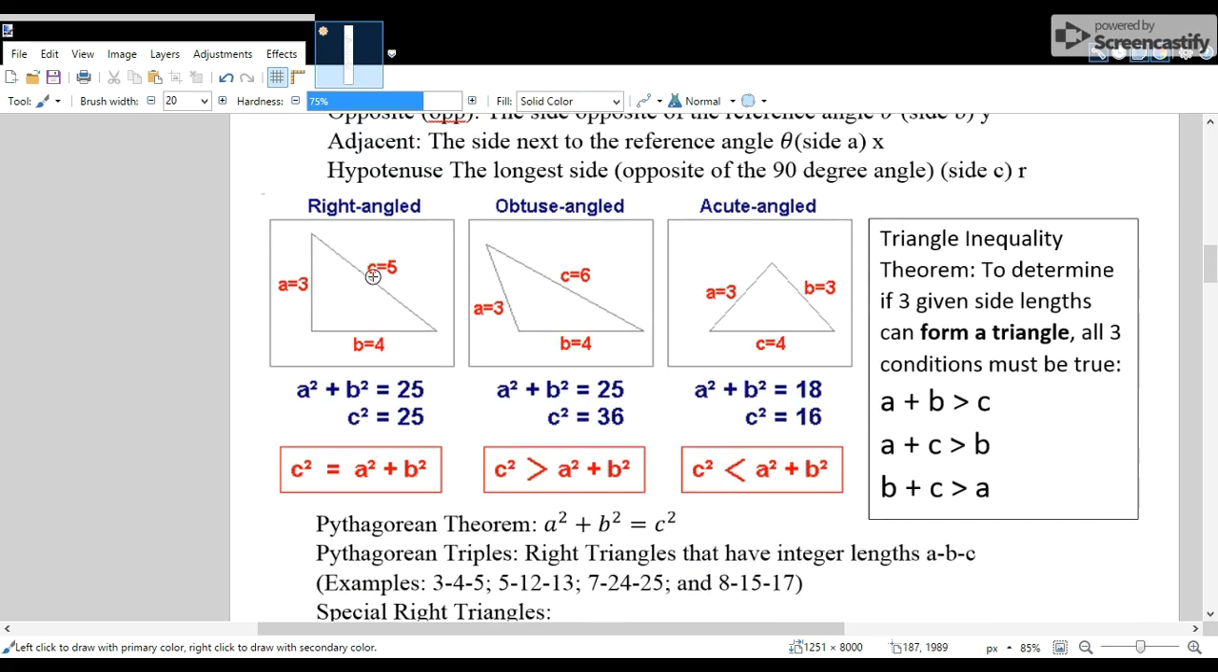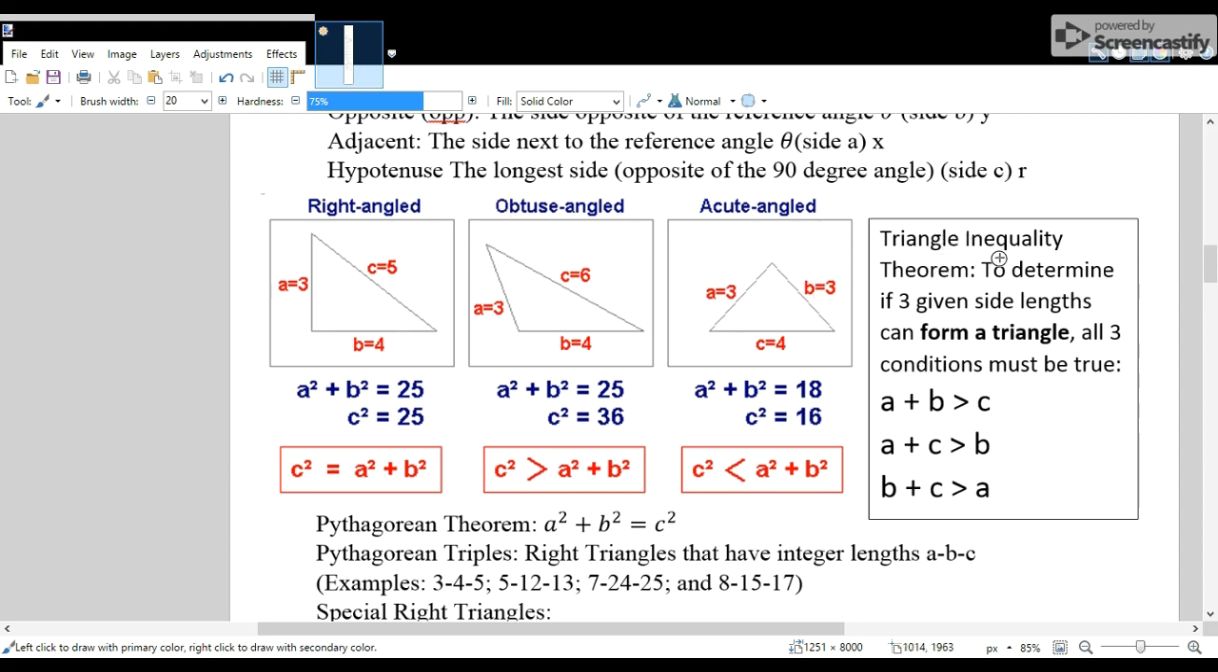Now, to determine if a triangle is right-angled, obtuse-angled, or acute-angled, without knowing any of the angles, but knowing all 3 of the side lengths, you can put it into this formula: a squared plus b squared and c squared. Depending on the relation symbol that holds true for this statement, that determines if it's right, obtuse, or acute.